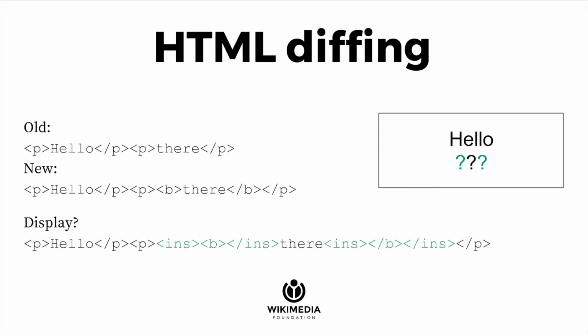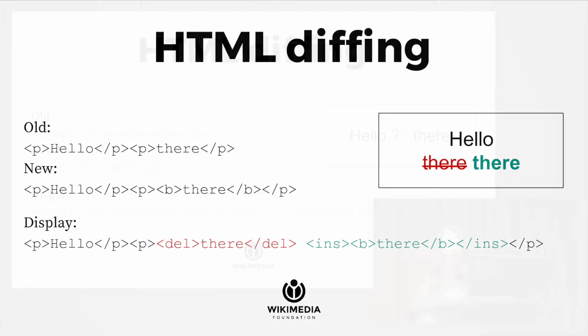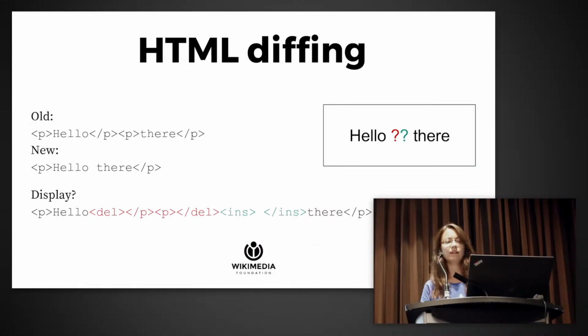In this example, all we've done is added a bold tag, and already it's not straightforward. We can't just stick insert tags around what we've inserted because that's not valid HTML. We can come up with some solution, such as showing the old formatting is removed and the new formatting is inserted. Actually, this is what we do in this particular case. But it can get even more complicated.